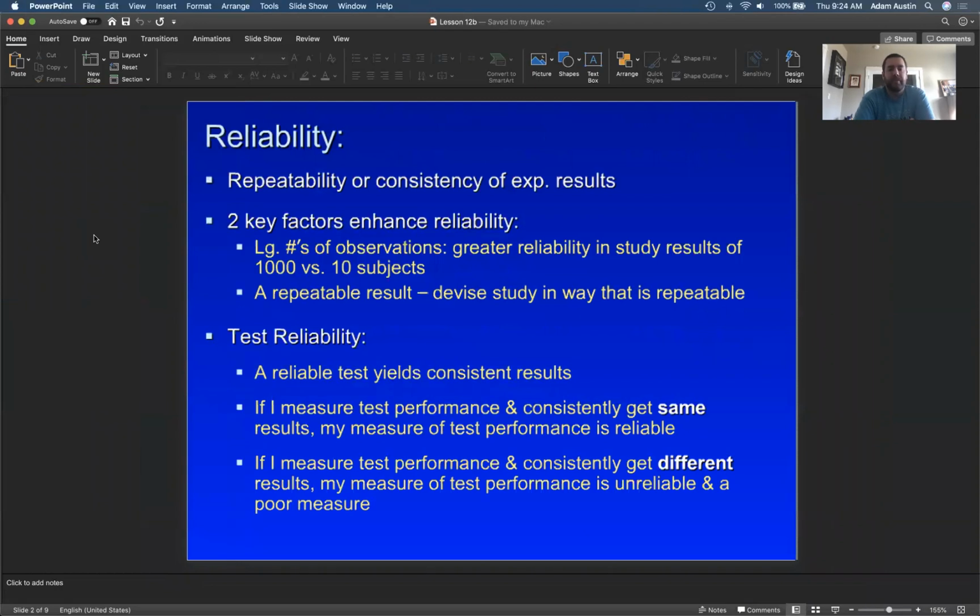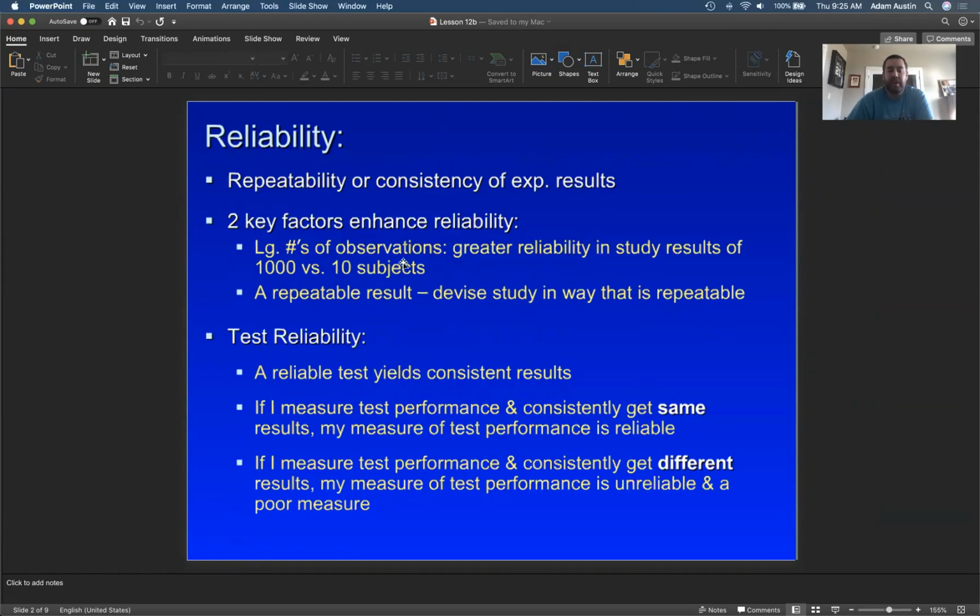So when we talk about reliability, this is the repeatability or consistency of expected results. The idea of something being reliable is that a student is scoring consistently the same thing on that task or on that test as many times as you give it to them. If they are, we call that test reliable. If they are not, if they're scoring all different scores, then we call that test unreliable. So test reliability: if I measure test performance consistently and get the same results, my measure of test is reliable. If I measure test performance consistently and get different results, my measure would be considered a poor measure.